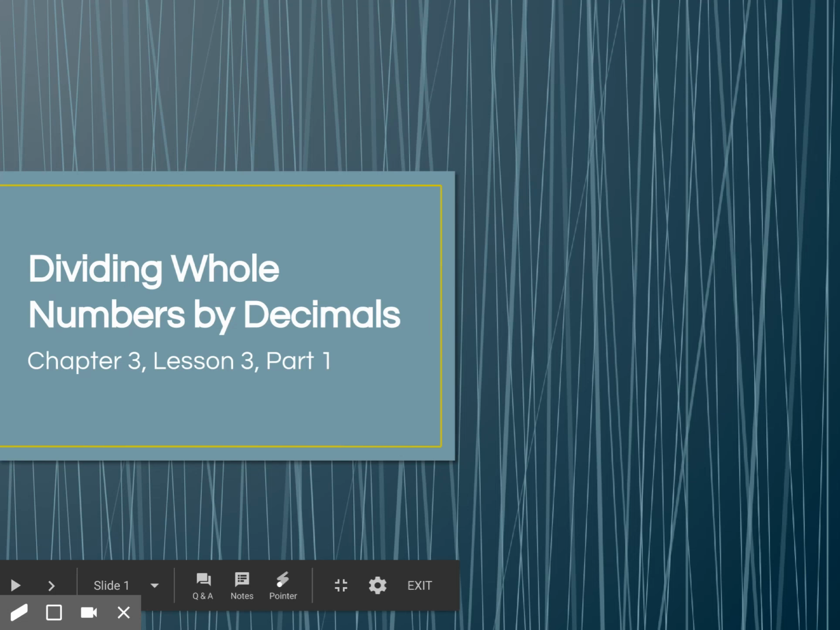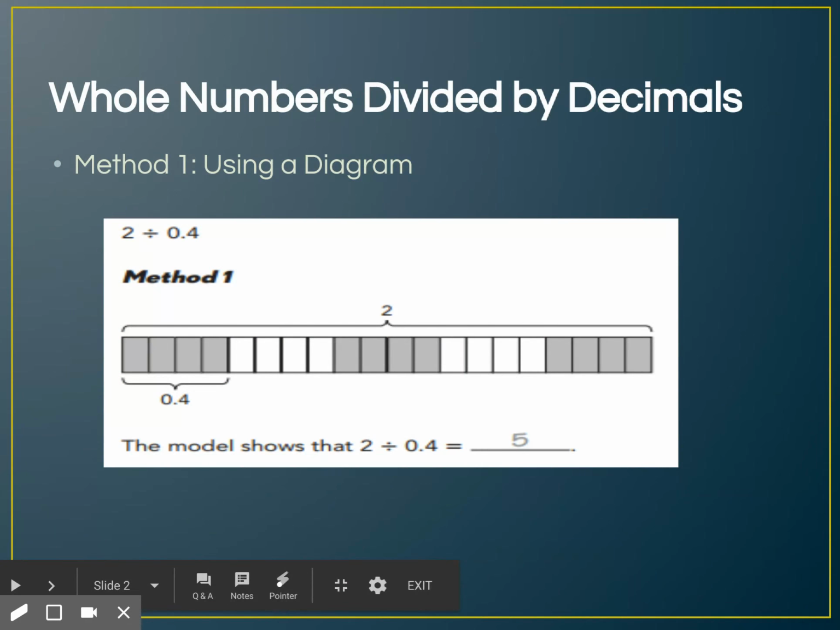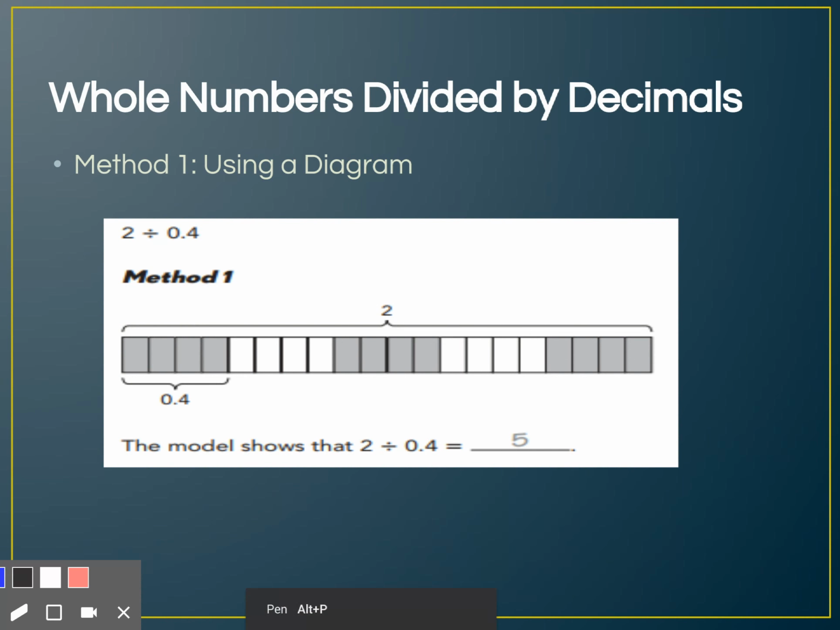Chapter 3, Lesson 3, Part 1, Dividing Whole Numbers by Decimals. So there's two methods again. We can use a diagram. So in this case we have 2 divided by 0.4.